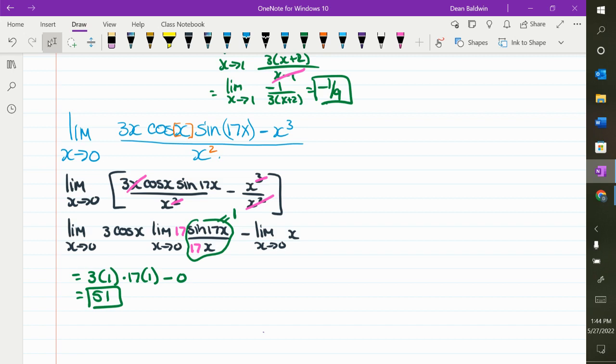If you put 0 into cosine, that is 1. So you get 3 times 1 times 17, and then the limit as x goes to 0 of x is just 0. So it's 51. Know how to do a question like that.